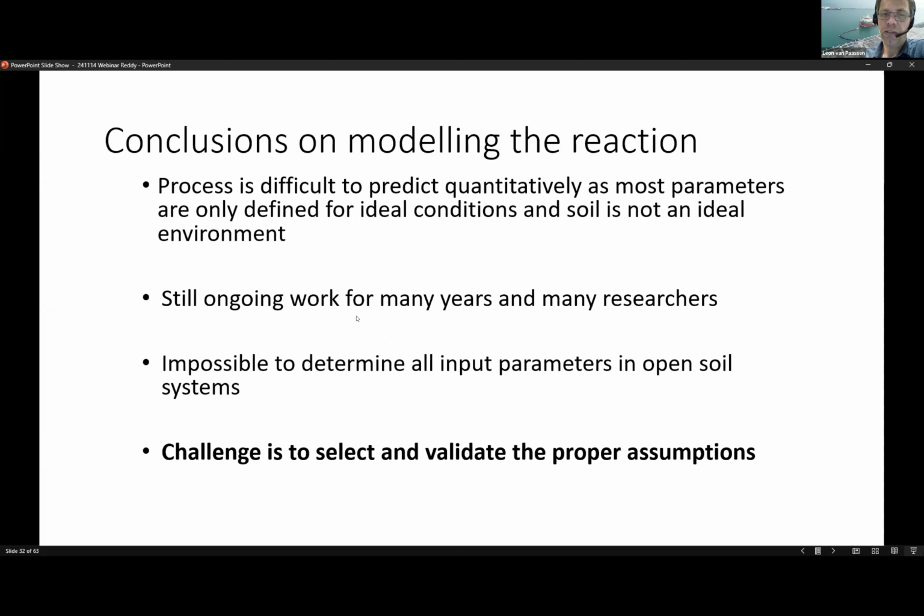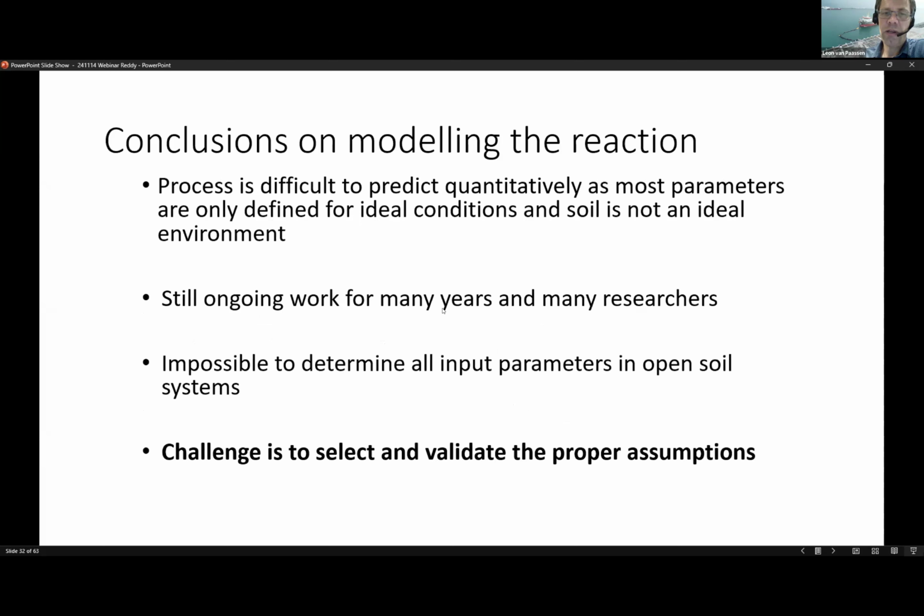So I would argue it's still ongoing work in theory for many years and many researchers, but it will be impossible because in the end, we cannot define all the input parameters in an open soil system. We can maybe predict them, but then in the end, you still want to develop a treatment procedure, or you want to predict what will happen if you, whatever you pump in the ground.